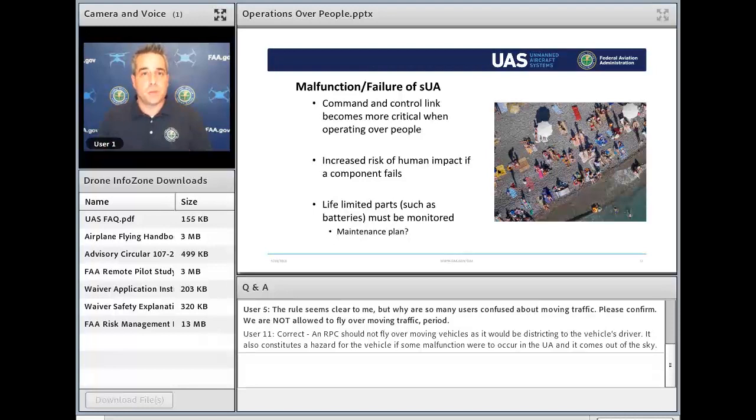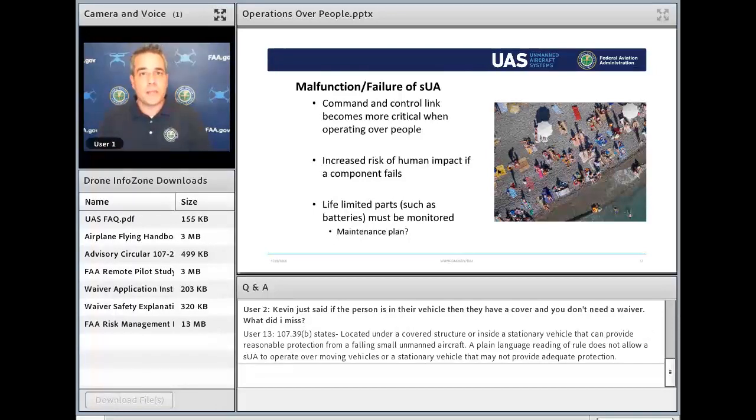So they may reach up to grab it. They may throw something at your unmanned aircraft. These are the things, as the remote pilot in command, you're going to want to keep in mind when you choose to operate over individuals.